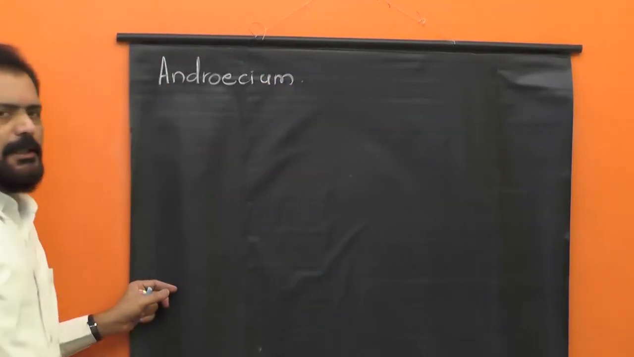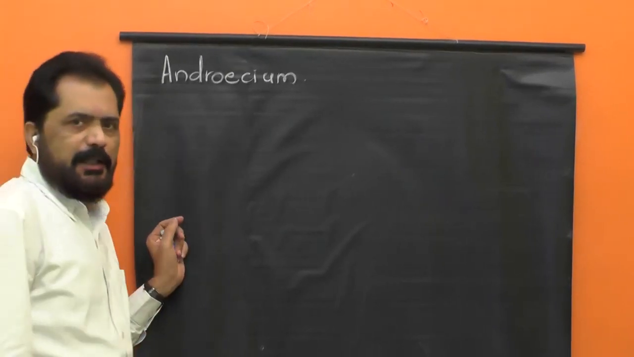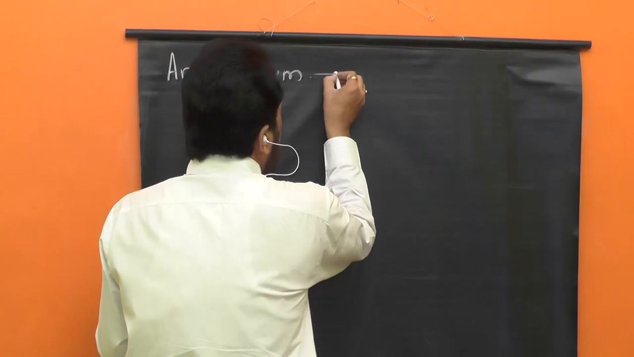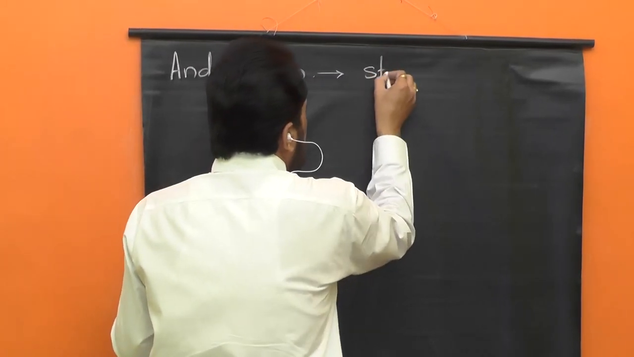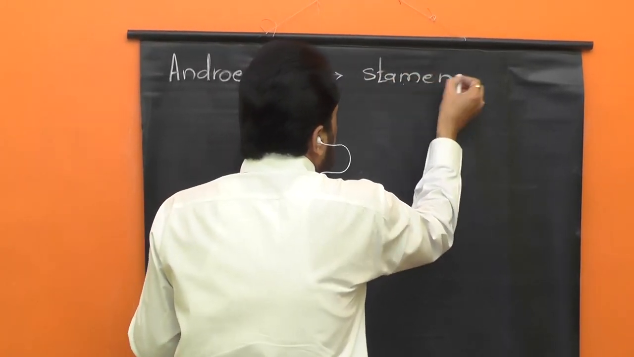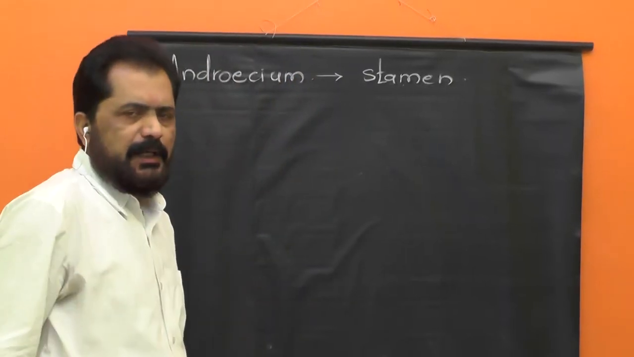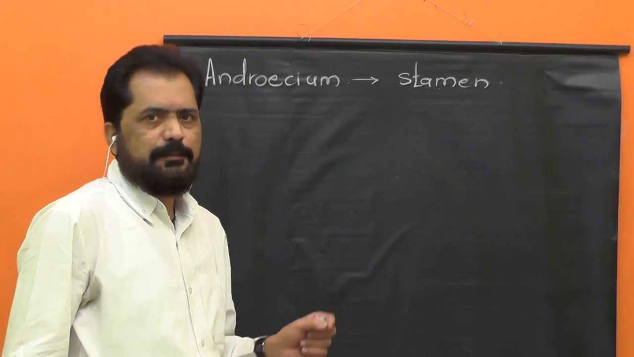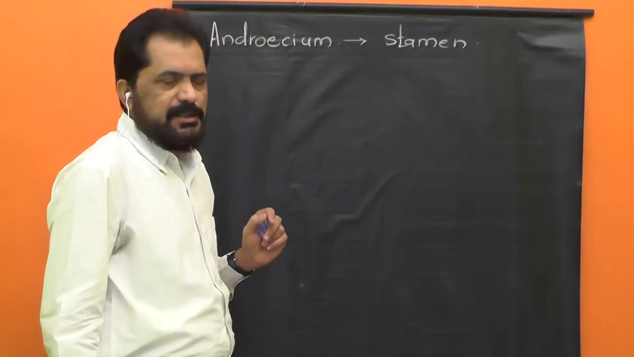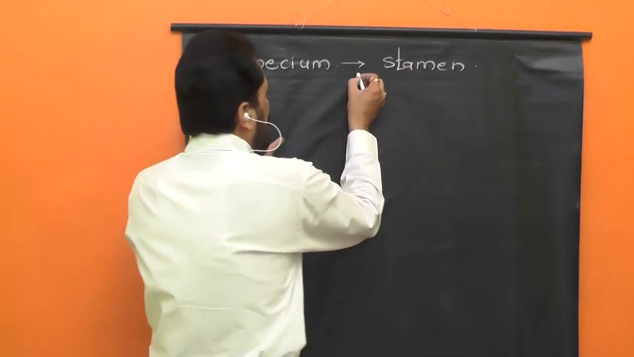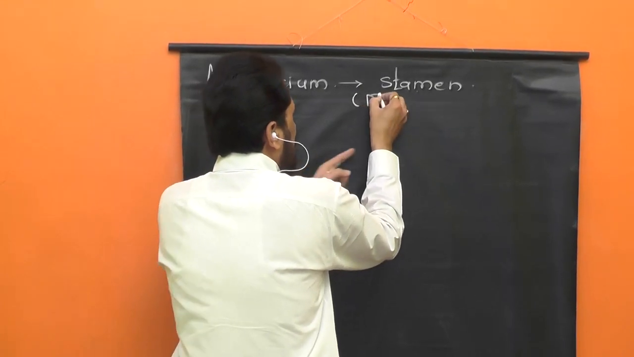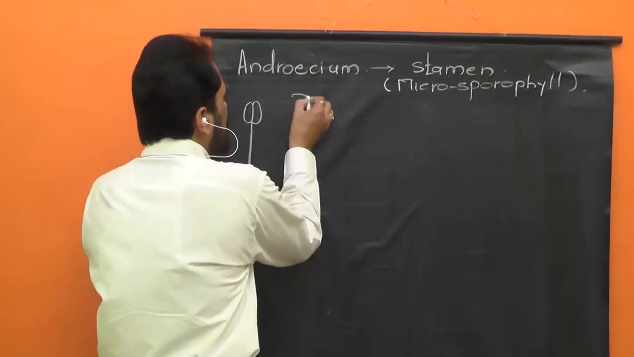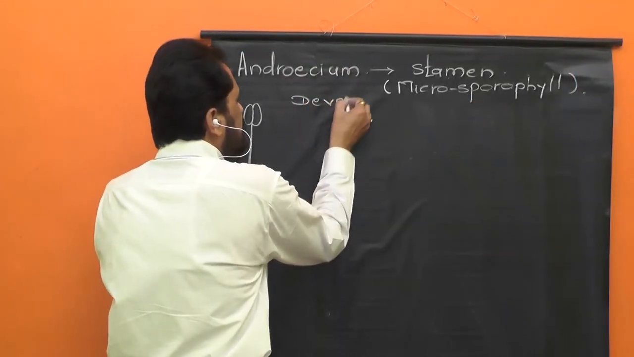We know that androecium is nothing but the male reproductive part, and its single individual unit is known as stamen. Yesterday I explained to you in great detail the structure of a typical stamen. The stamen is also known as microsporophyll. Now, the development of anther.